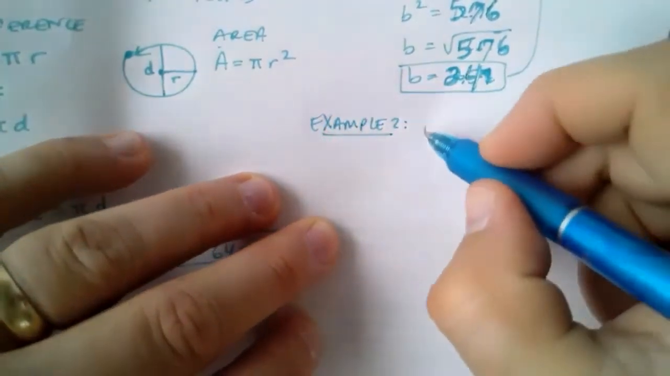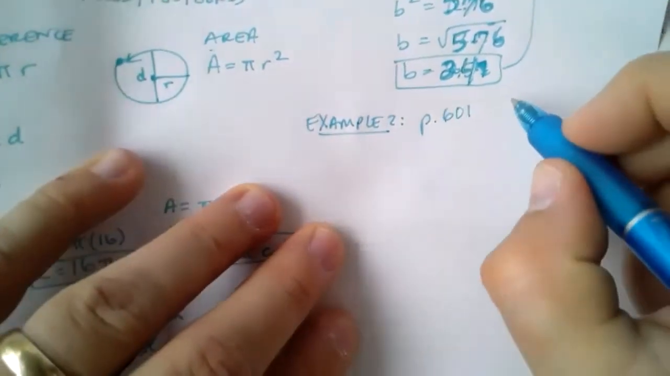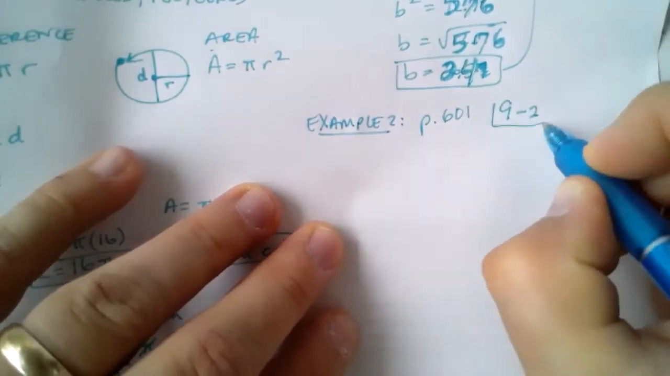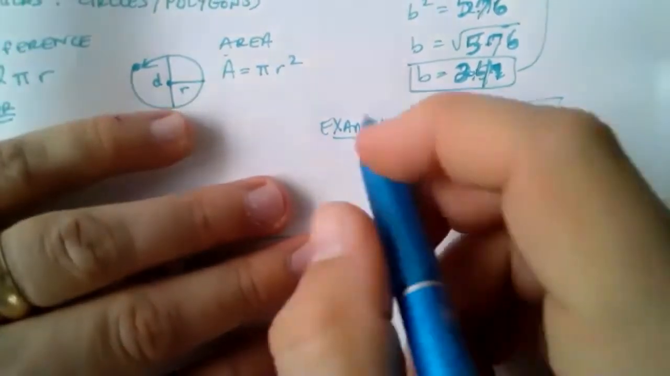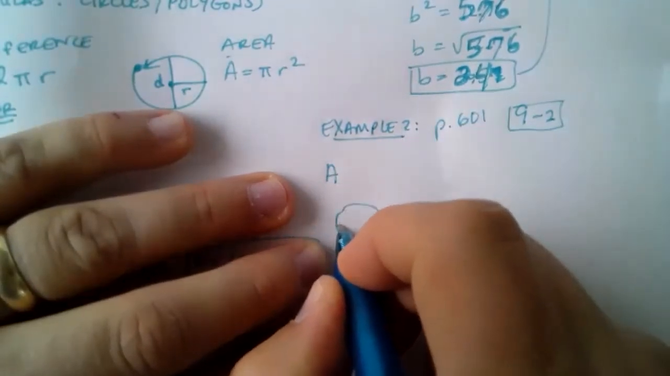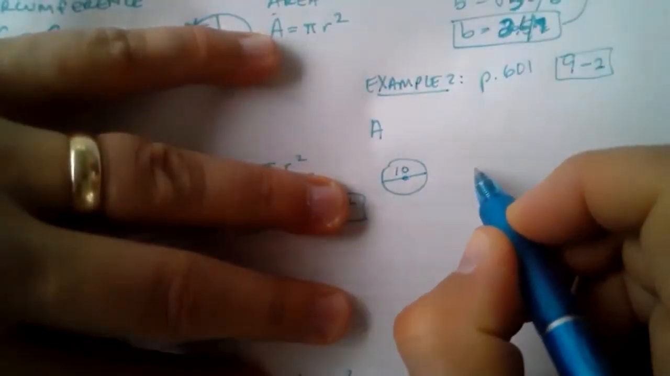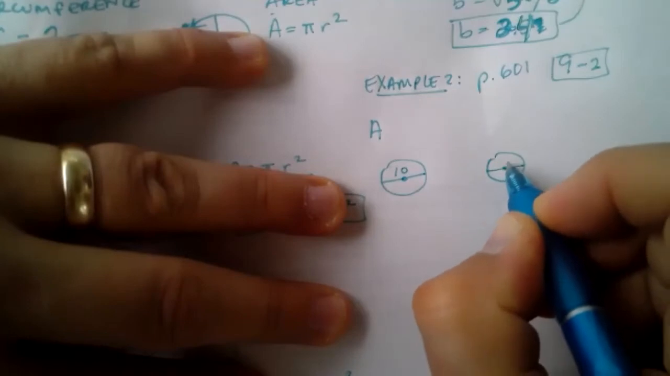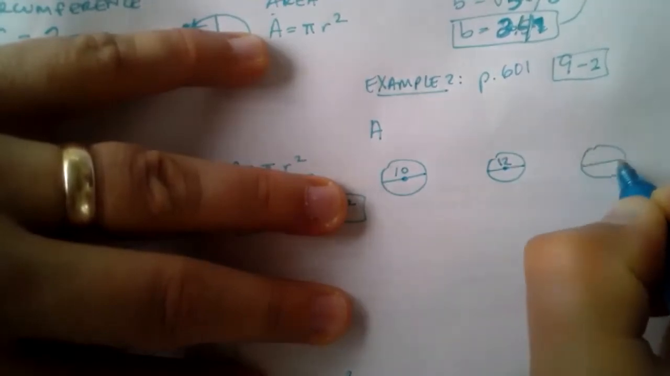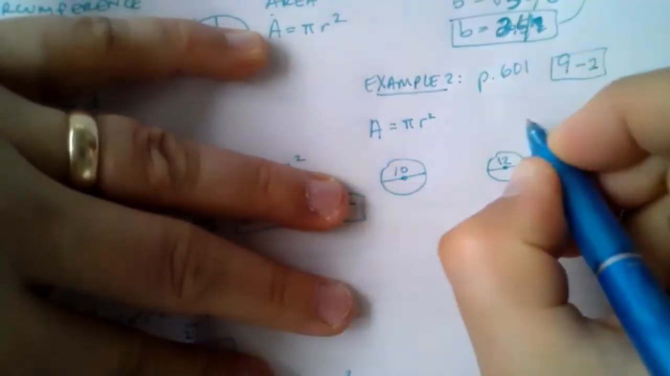Okay, this is on page 601, section 9-2. Now we're going to find 3 different areas. You have a circle that has a 10-inch diameter, a 12-inch diameter, and a 14-inch diameter. So we'll draw a circle that's a 10, a circle that's a 12, and a circle that's a 14. The same area formula is going to work for all 3.